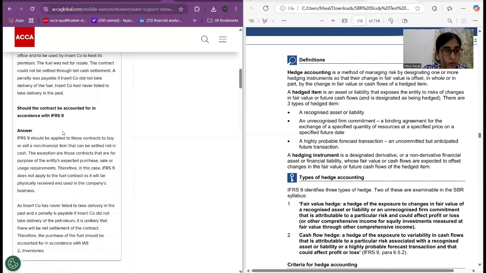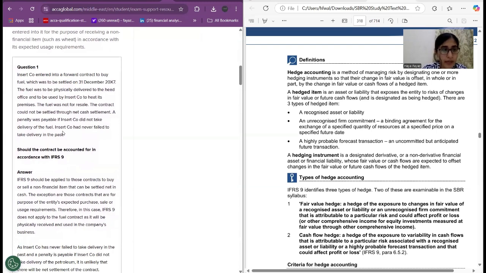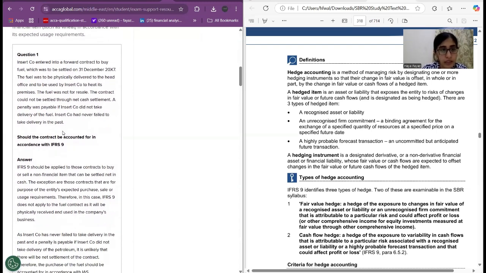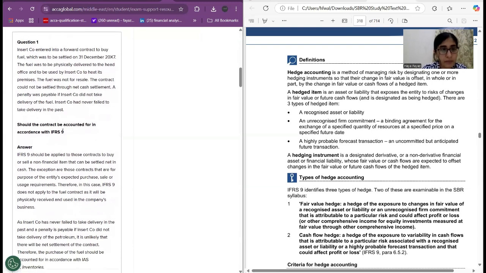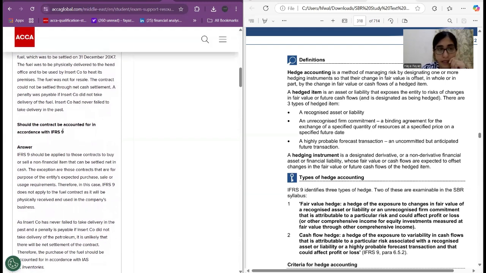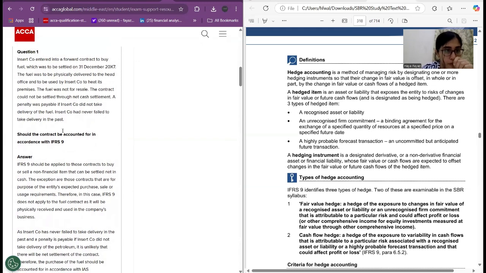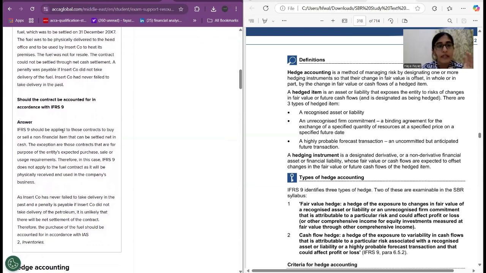Remember the fuel was to be physically delivered to the head office and to be used by Insert to heat its premises. The fuel was not for resale. The contract should not be settled through net cash settlement. A penalty was payable if Insert did not take delivery of the fuel, and it had never failed to take delivery in the past. Okay, so there's some fuel it wants to heat its premises with. So let's identify how it should be accounted for in IFRS 9.